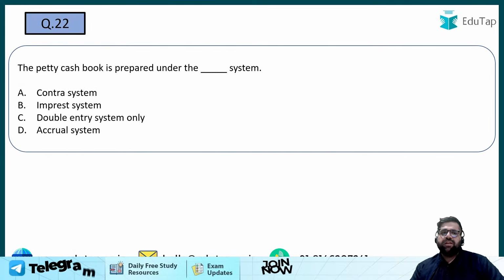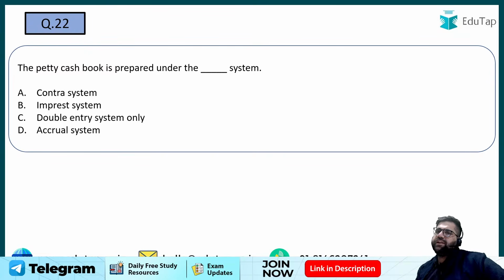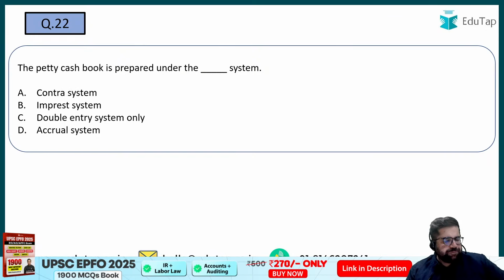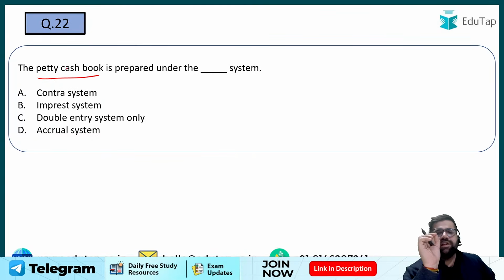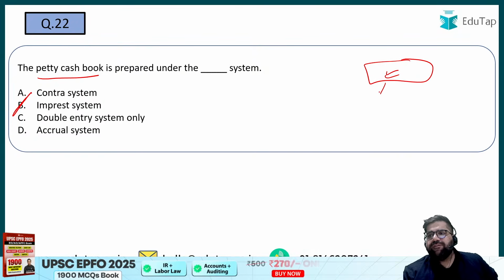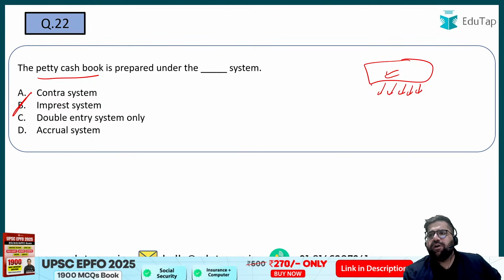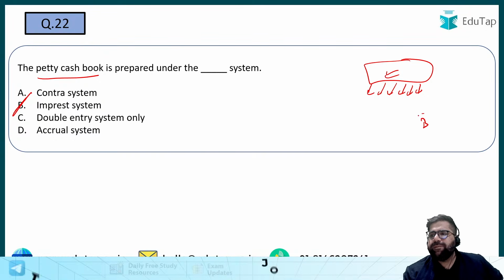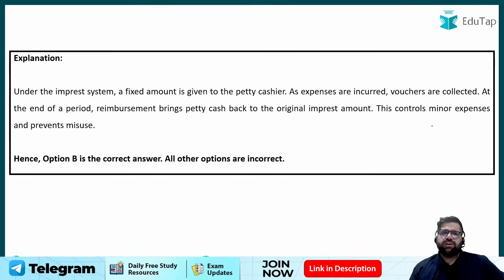Question number 22. The petty cash book is prepared under which particular system? Impress system, double entry system, accrual system, or contra system? Impress system means what? That we will give you 10,000 rupees. Suppose there is a balance given to you, and from this particular balance you have to meet some of the expenses which are allowed by your business. Right? So the correct answer will be option number B. Quite easy one.